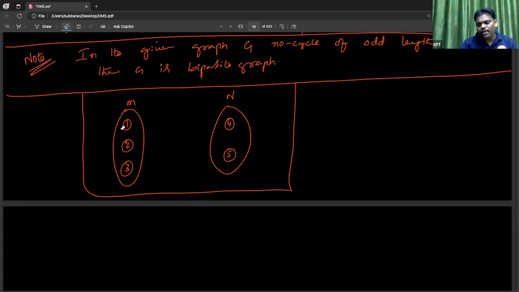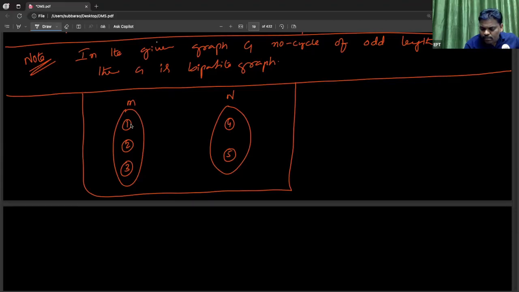See, M is not connected within itself. N is not connected within itself. Within the M, no edge there. That is also fine. If at all there is an edge, it goes from M to N. If no edge, no problem. So it is bipartite. Everyone knows this. Unknowingly, someone said something wrong. I scolded. Fine, that's okay.